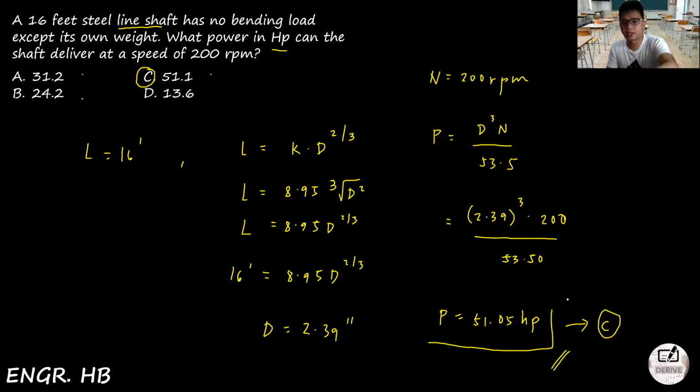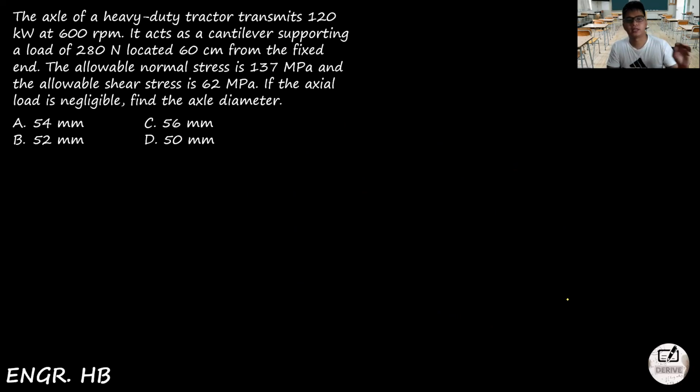Okay, so proceed tayo sa last question. The axle of a heavy-duty tractor transmits 120 kilowatts at 600 RPM. It acts as a cantilever supporting a load of 280 Newton located 60 cm or 600 millimeters from the fixed end. The allowable normal stress is 137 megapascals and the allowable shear stress is 62 megapascals. If the axial load is negligible, find the axial diameter.